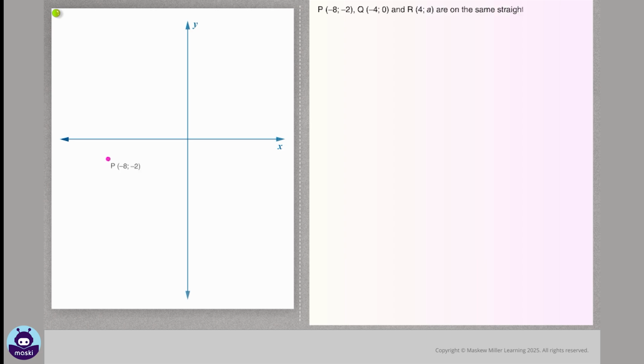Example 5. P(-8, -2), Q(-4, 0), and R(4, a) are on the same straight line. Determine the value of a.